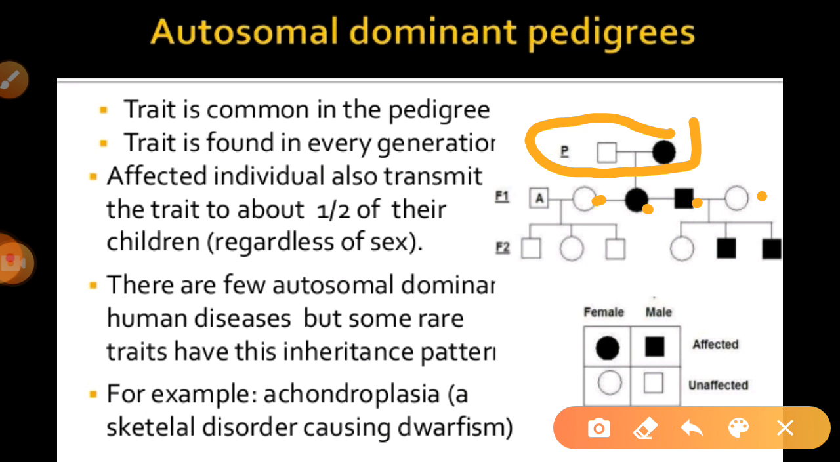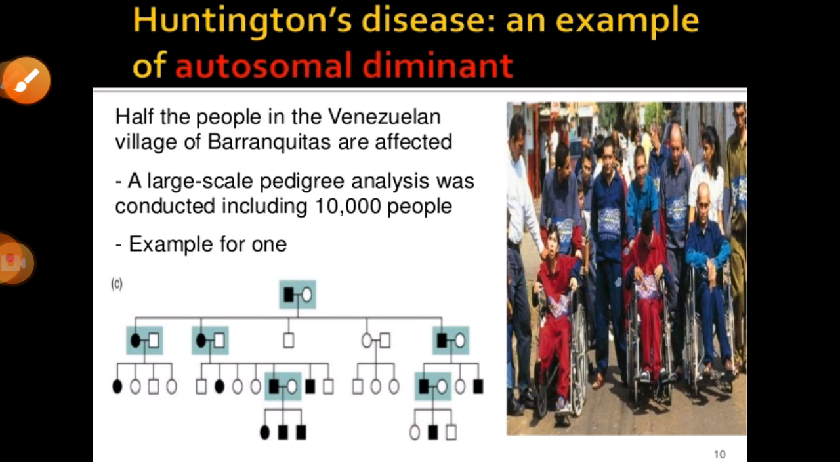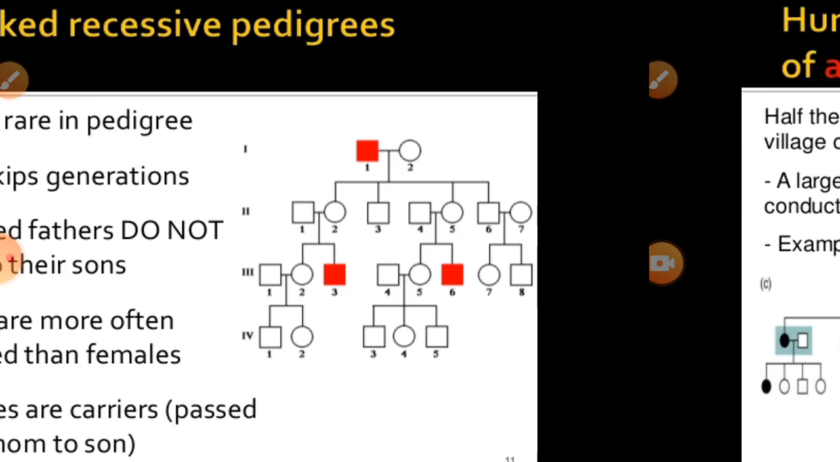Evenly, there are a few autosomal dominant human diseases, but some are rare, which can be inherited in this pattern. As you all know, skeletal diseases like dwarfism and Huntington's are known as autosomal dominant, as you can see in this diagram. Generally, in such conditions dwarfism can be seen.